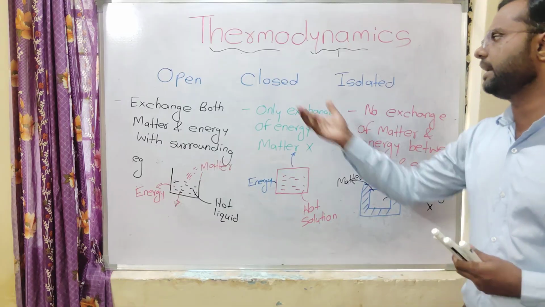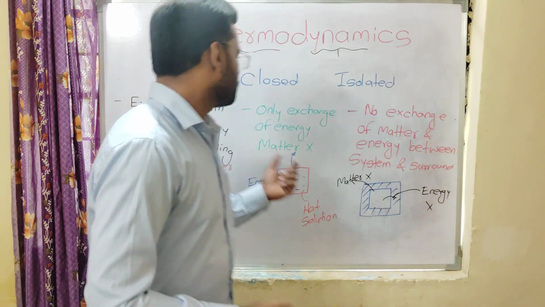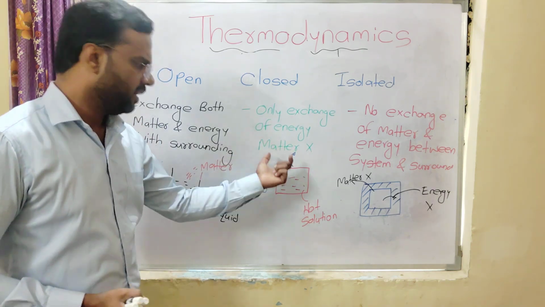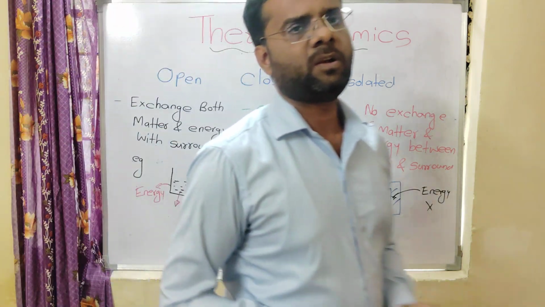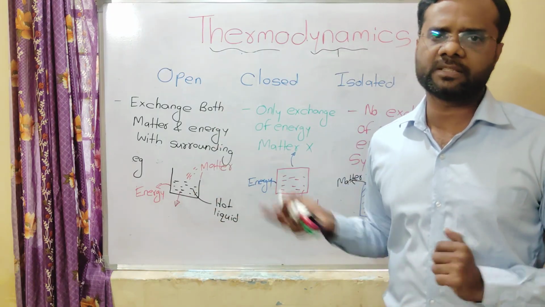In a closed system, we can take the example of a refrigerator. In a refrigerator, as it is closed, there is no matter transfer, but energy is transferred. It can transfer its heat to the surroundings. And for an open system, we can take any open container as an example.